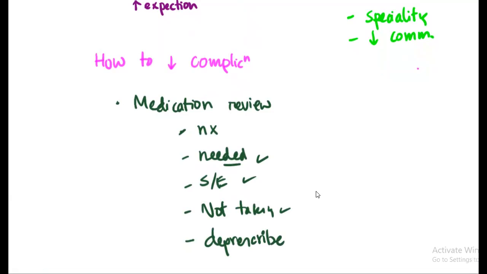And obviously try to use drugs that have multiple effects. Rather than using two drugs, use one drug that has a combined effect.